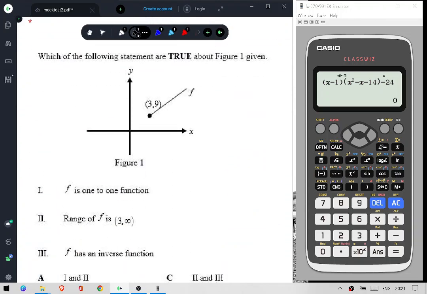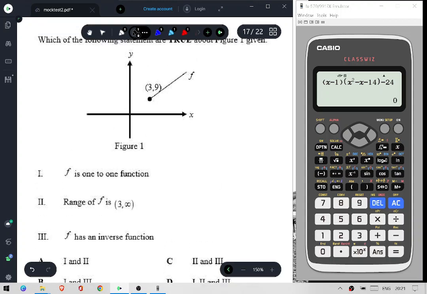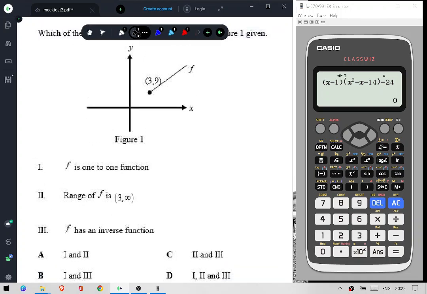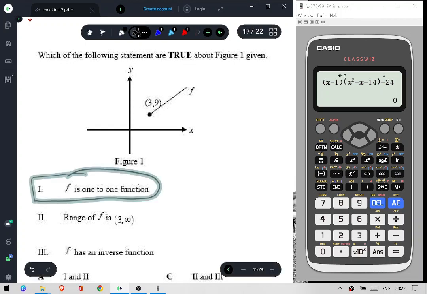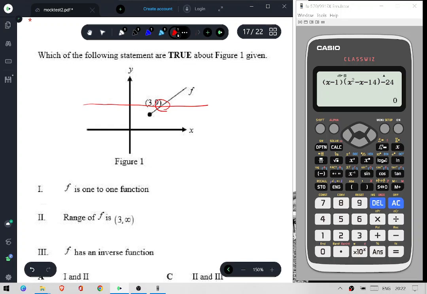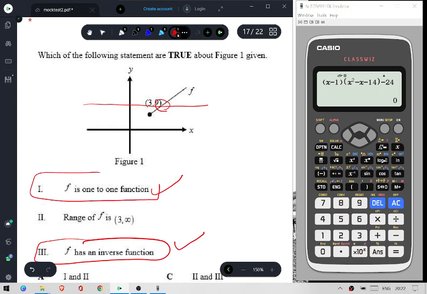Okay, next. Which of the following statements are true? We want the true statements about figure 1. Okay. We have a function like a linear function over here, but with a restricted domain. It starts at 3, 9. So look at the first statement. F is a one-to-one function. Okay, how to know a one-to-one function? Easy. We do the horizontal line test. It intercepts at 1 point, so correct. It's one-to-one. So when it is one-to-one, automatically f has an inverse. This one is also correct.